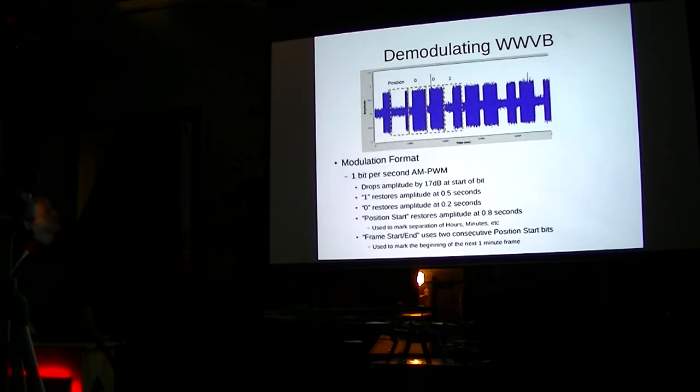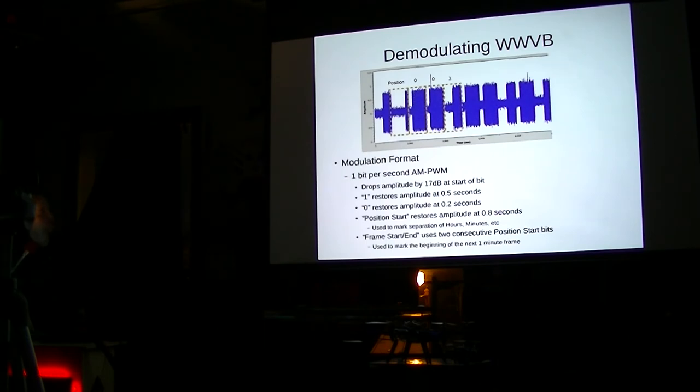We can break it down a little more into how exactly this AM-PWM stuff works. Basically, they've got a carrier and they have a position bit that shows you the start of a 10-bit sequence, which is basically they lower their signal. This is actually coming off my recording. They lower the signal strength of the carrier by 17 dB for 0.8 seconds, and then bring it back up. So it always starts with the lowering of the carrier signal strength, and then it's when it restores the carrier signal strength that tells you what the symbol is.